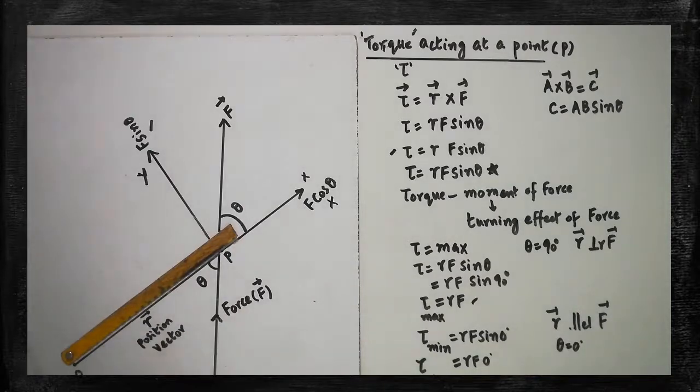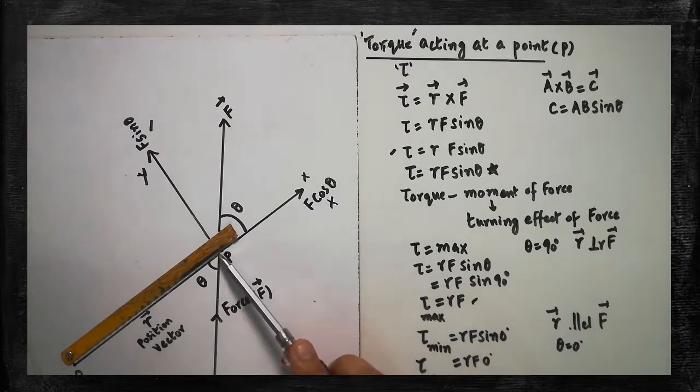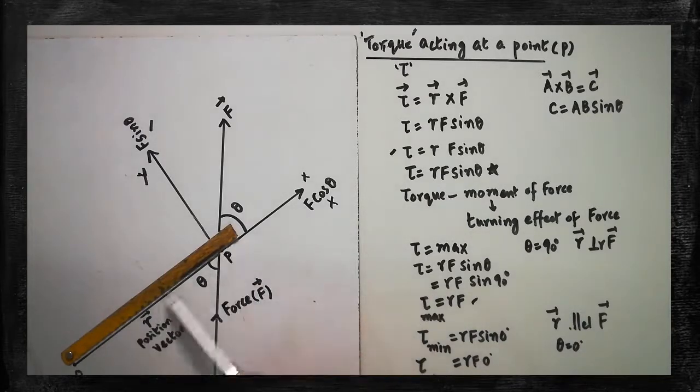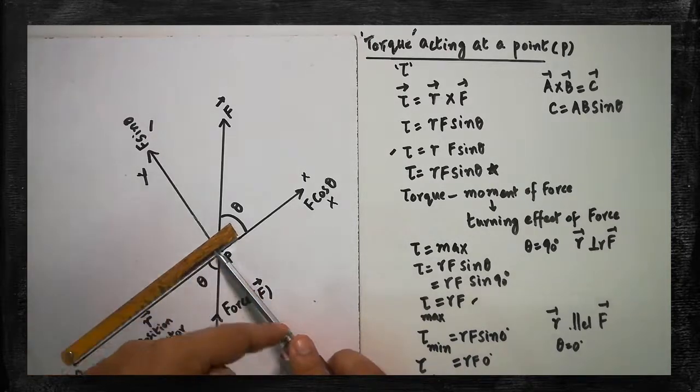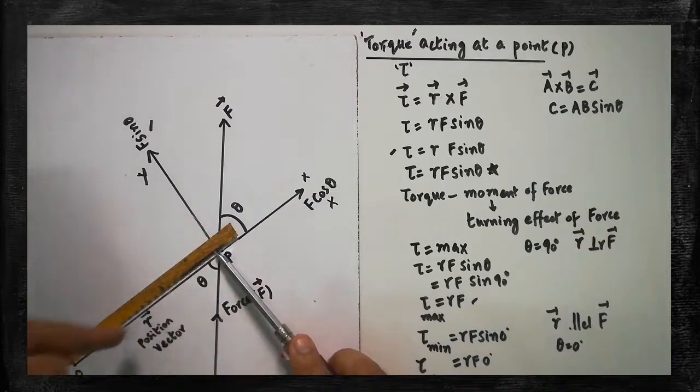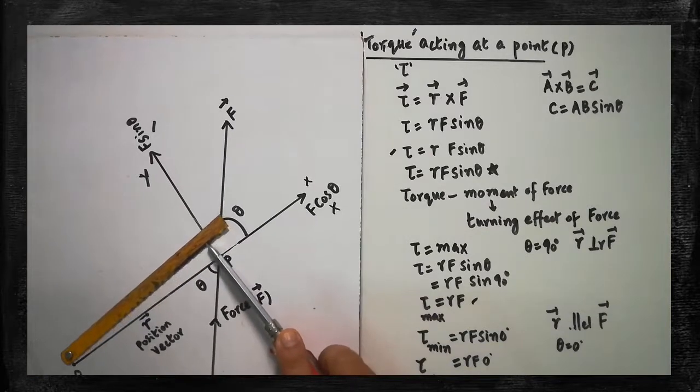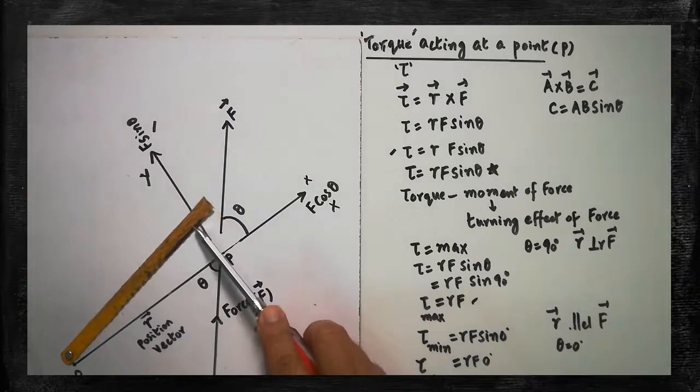For example, again I will demonstrate this. I am applying a force in this direction. Look at that. R is acting in this direction. This is the application of the force. F is acting in this direction, and R is acting in this direction. Are you clear? F and R are perpendicular to each other. Now what happens? Maximum amount of torque is acting.